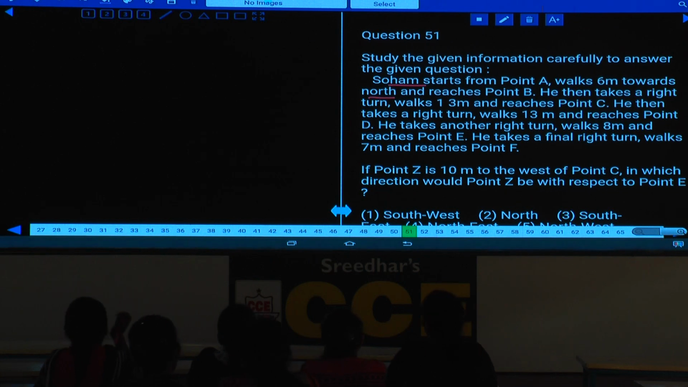Now let us take A is here. From here first he traveled how many meters? 6 meters. Towards which direction? North. Soham starts from point A, walks 6 meters north and reaches point B. And this is point B.